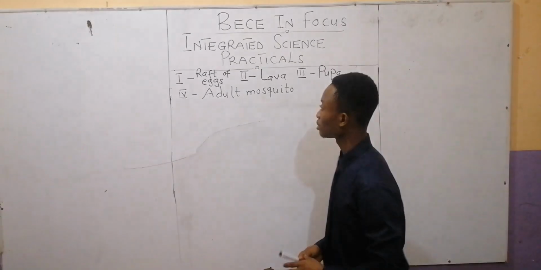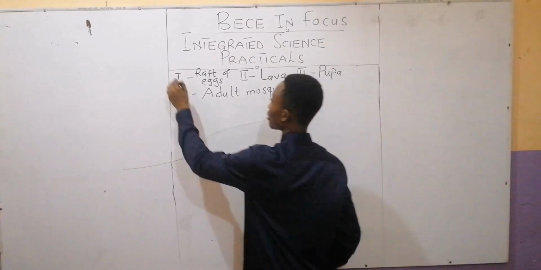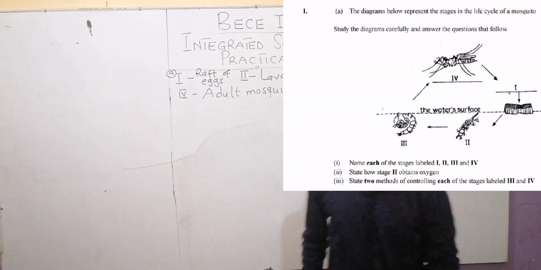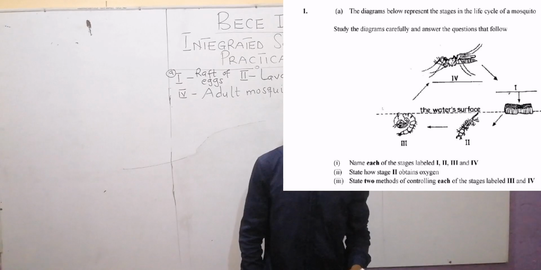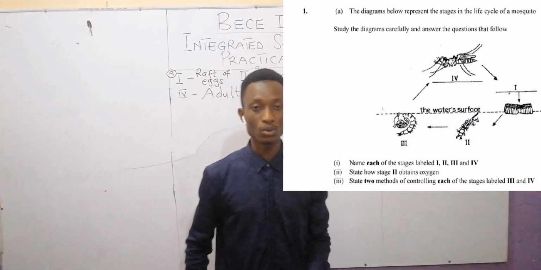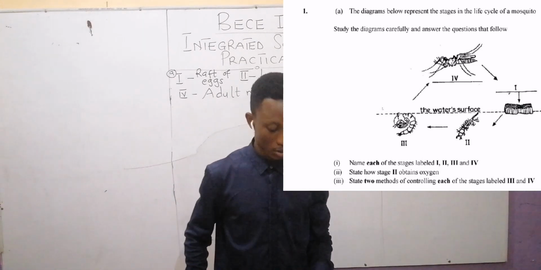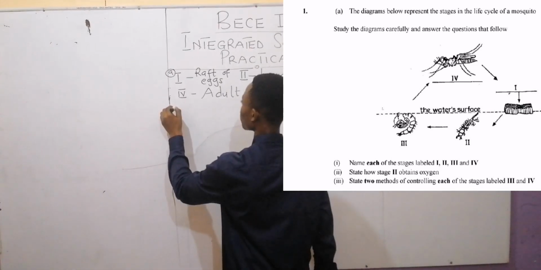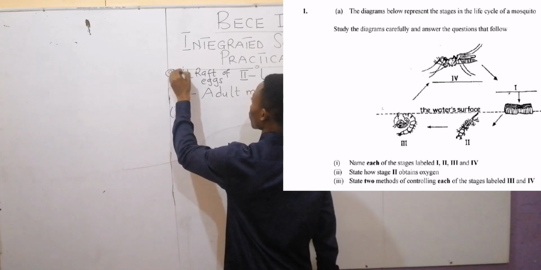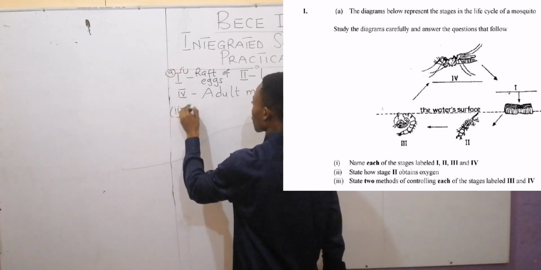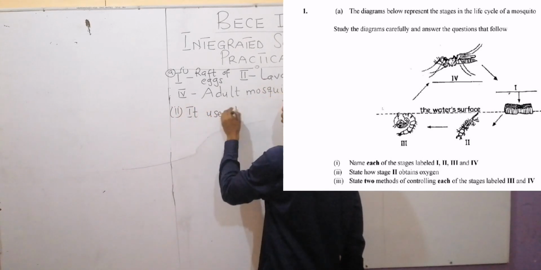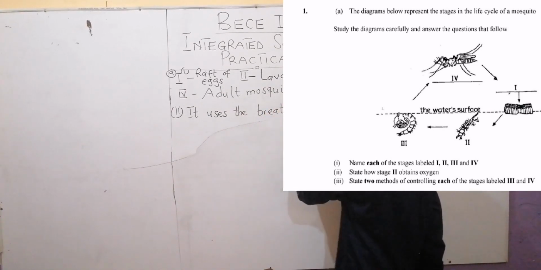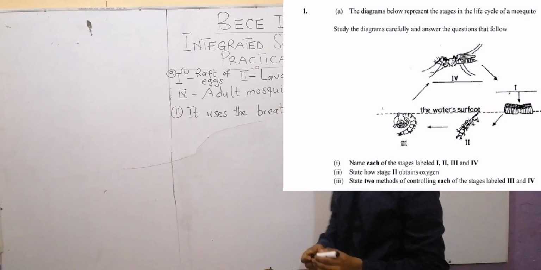Next: state how stage II obtains oxygen. Now what is stage II? That is the larva. How the larva obtains oxygen. At that stage, the larva has what we call the breathing tube, and that is what the larva uses for breathing whilst it is underwater. So it uses the breathing tubes.